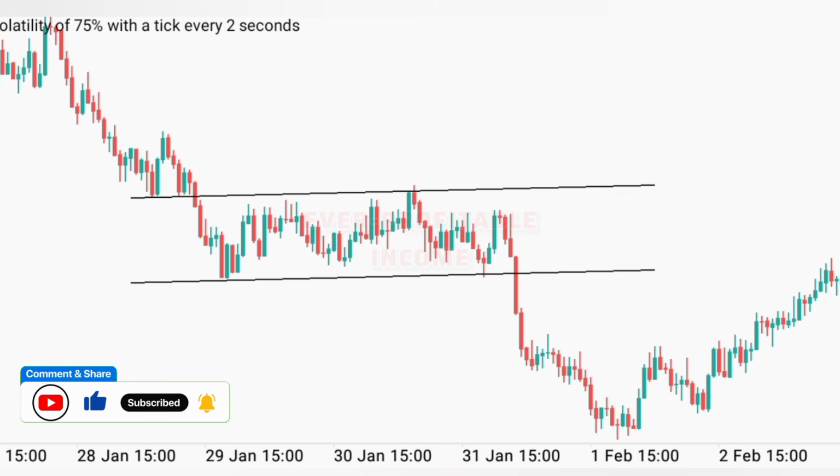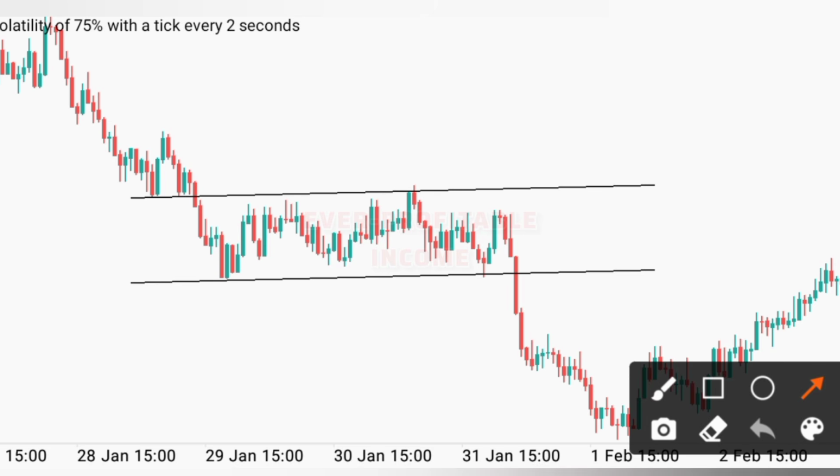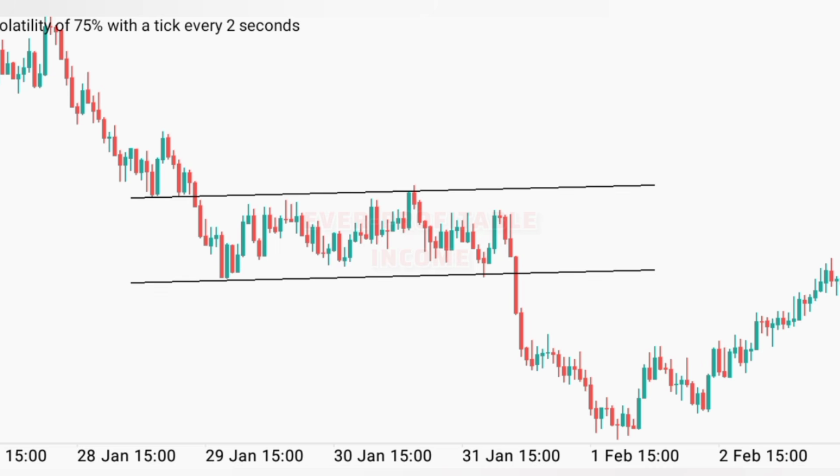Now you have to avoid what? A doji candle. If you see a doji candle break through this zone or break upward, do not take that trade, because it doesn't really show that there is high momentum or high selling power or high buying power. So when you see a doji or a wicky candle, do not take it.